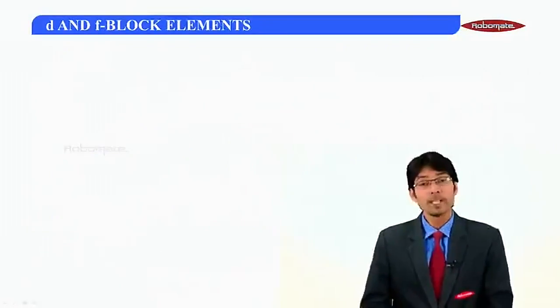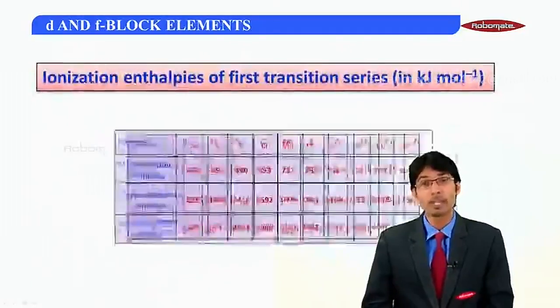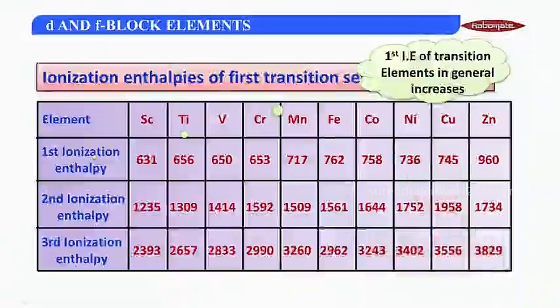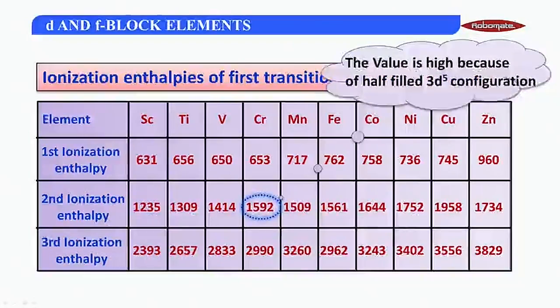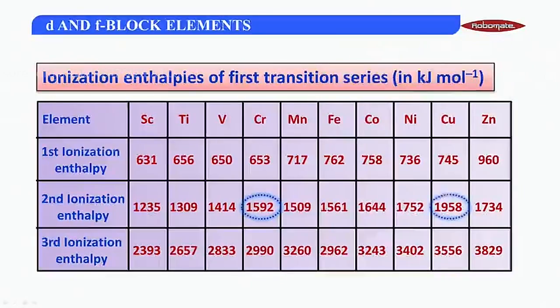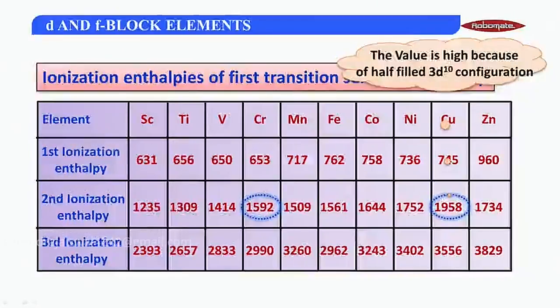Now the ionization enthalpy of the different transition series can be explained by considering this table. The ionization enthalpy of the first transition series increases from left to right. This is due to the decrease in atomic radius, but it increases slightly for the last element because of electronic repulsion and also because of stable configuration. In the case of chromium, the ionization enthalpy is high due to the availability of the d5 configuration. In the case of copper also, the second ionization enthalpy is very high due to the completely filled d orbital.